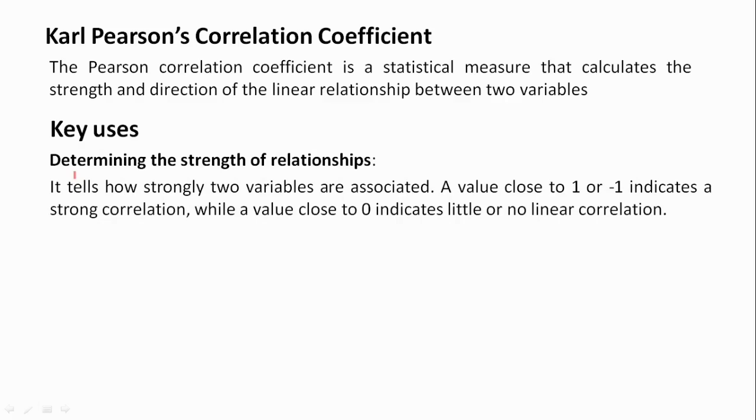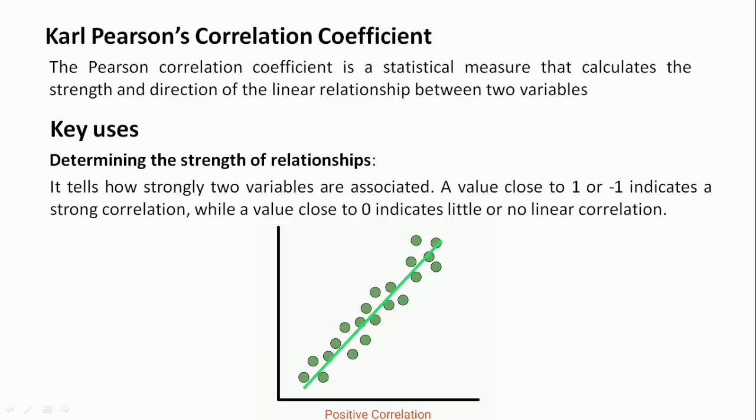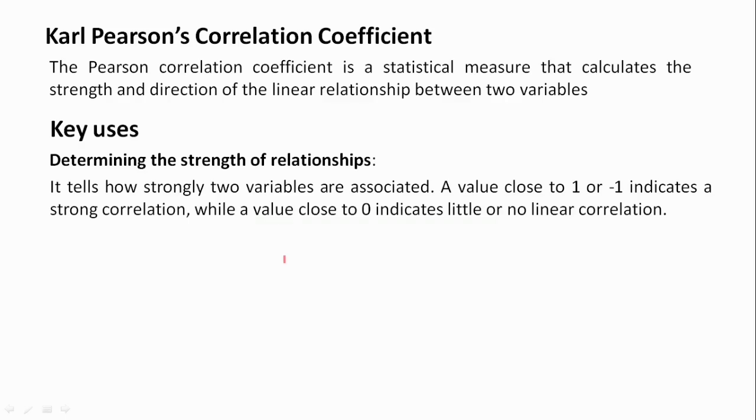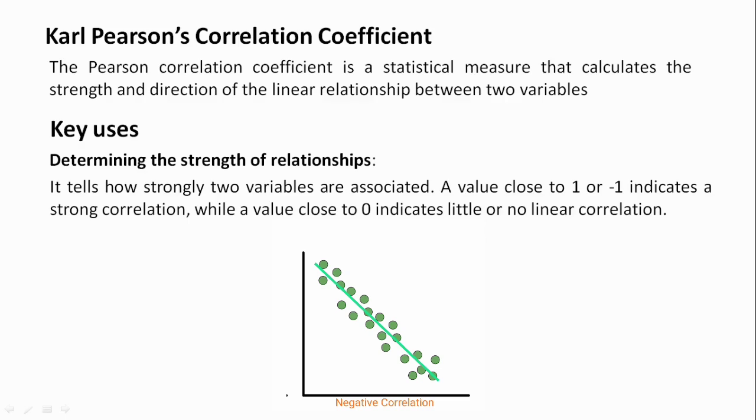A value close to 1 or -1 indicates a strong correlation, while a value close to 0 indicates little or no correlation. A positive value means that as one variable increases, the other tends to increase as well. A negative value of R means that as one variable increases, the other tends to decrease.